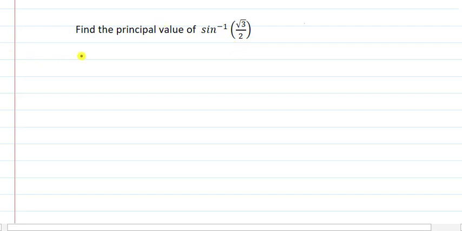To understand this problem, first of all, let us recall on which angles the value of sine will be root 3 upon 2. These values are pi upon 3 in the first quadrant, 2 pi upon 3 in the second quadrant. Then again, if we move on in the first quadrant, 7 pi upon 3, again the value of sine is root 3 upon 2. Then sine 8 pi upon 3 is also root 3 upon 2.